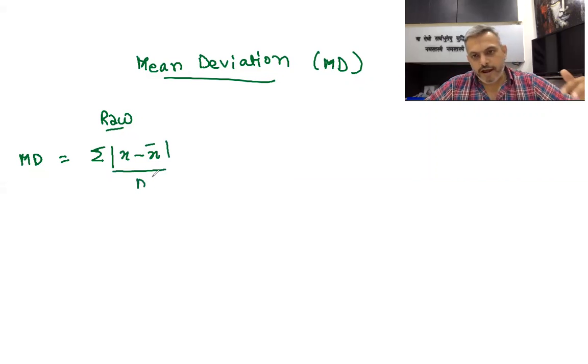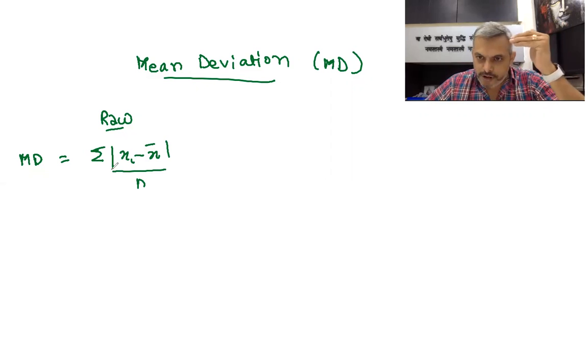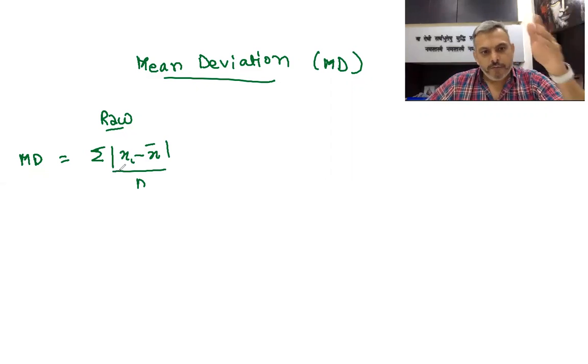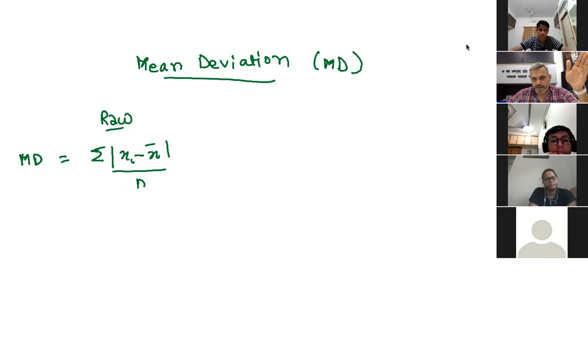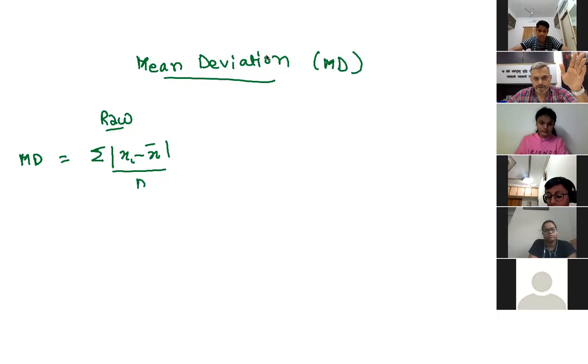Now the formula is very simple. Xi, that is, all the observations minus mean. But if it becomes negative, you will not take it negative because of this modulus. Modulus means you cannot take a negative number. You have to consider that negative as positive only. I hope you all know what modulus is.